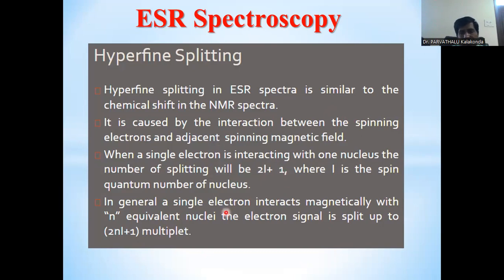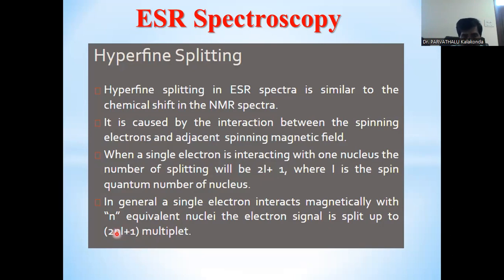So in general, a single electron interacting with the magnetic field with n equivalent nuclei, the electron signal is split into 2nI plus 1 lines. In general, 2nI plus 1, you should keep in mind. I is the spin quantum number, and n is the number of equivalent nuclei.